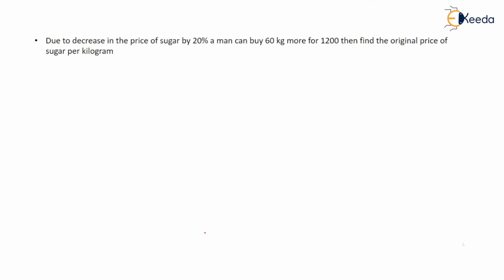Okay. Due to decrease in the price of sugar by 20%, a man can buy 60 kg more for 1200. Then find the original price of the sugar. So this is price. Earlier it was 100 rupees, but it got decreased by 20%. So now it is 80 rupees. The opposite you have to do with quantity, 80 kg to 100 kg. Now the difference between them is what? 20 kg.